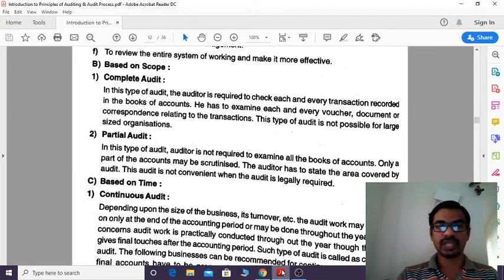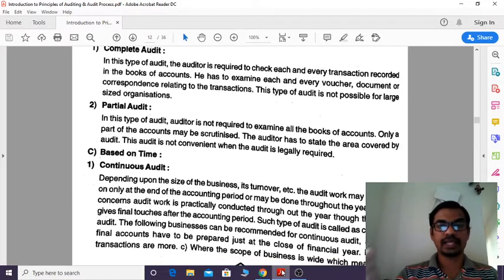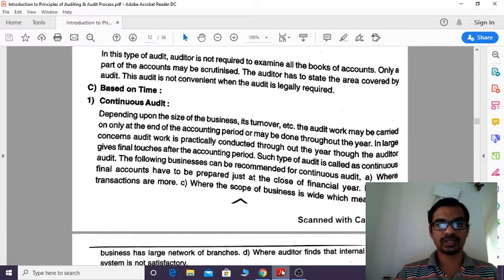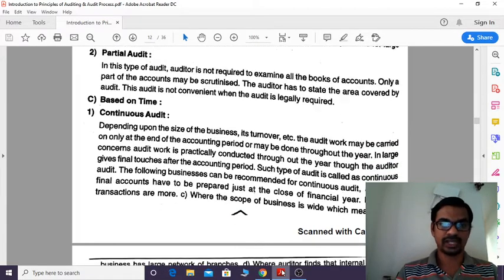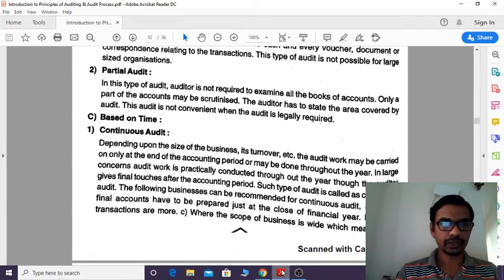In the audit, each and every transaction of the business is verified by the auditor. That audit is called a complete audit. And partial audit means very few transactions. As per the sampling method, a very few transactions assessed by the auditor is called the partial audit. Okay, understood this? So in this way, it is the partial audit.